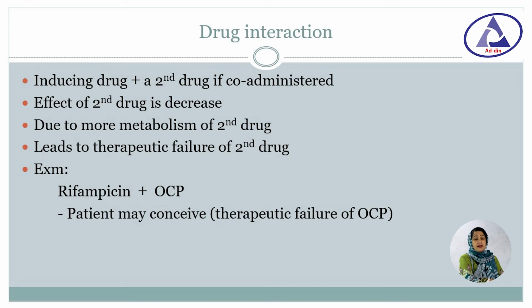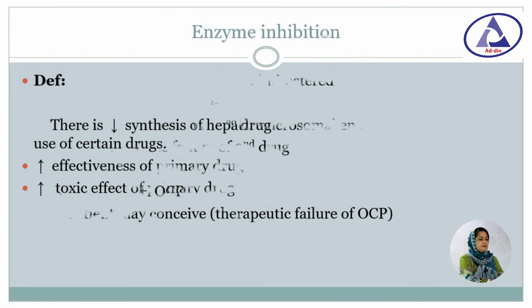Drug interaction. The inducing drug and a second drug, if co-administered, the effect of second drug is decreased due to the more metabolism of the second drug, which leads to therapeutic failure of the second drug. As for example, if rifampicin is administered with the oral contraceptive pill, then patient may conceive or there may be therapeutic failure of the oral contraceptive pill.